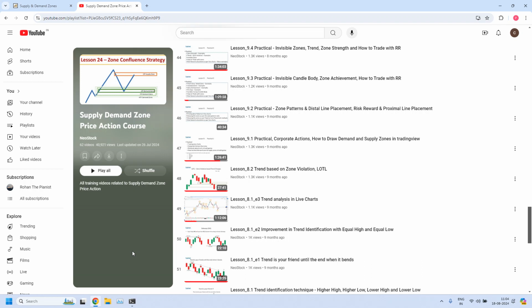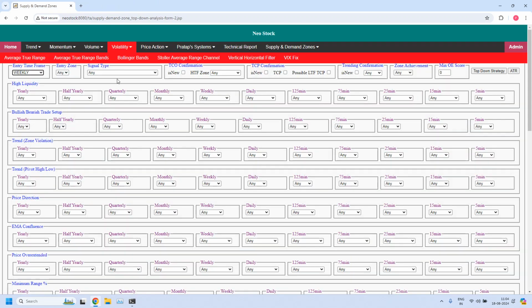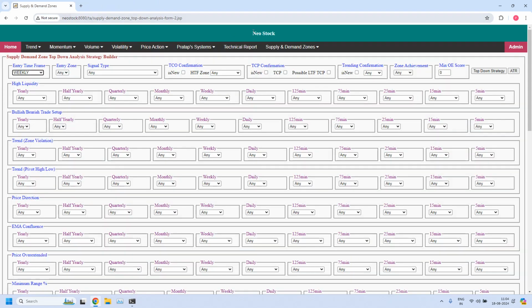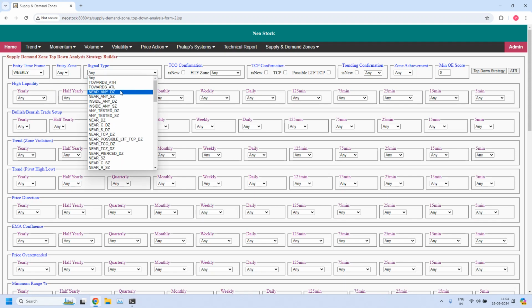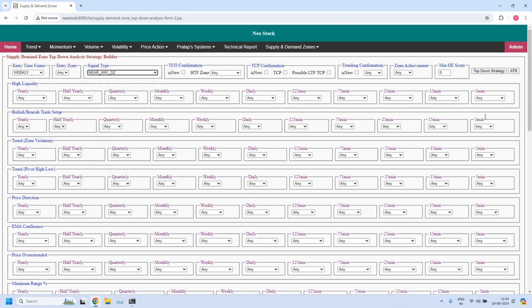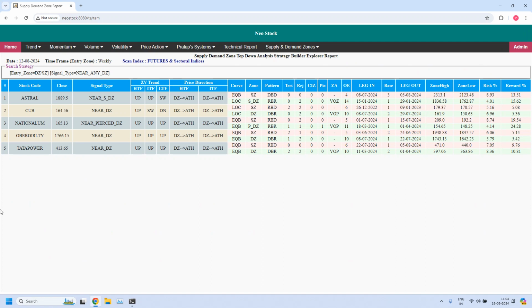Now let's get into the weekly report generation with the help of NeoStock software's supply demand zone top-down analysis strategy builder. For the weekly time frame, the first report is: let us find the stocks near weekly demand zones. So 5 stocks are filtered. For all these stocks, the prices are near the weekly demand zones.